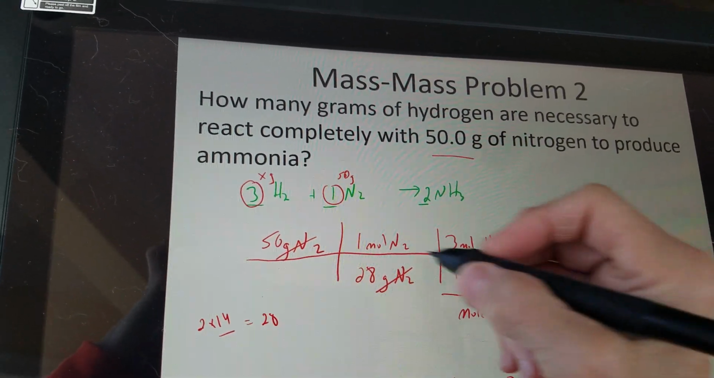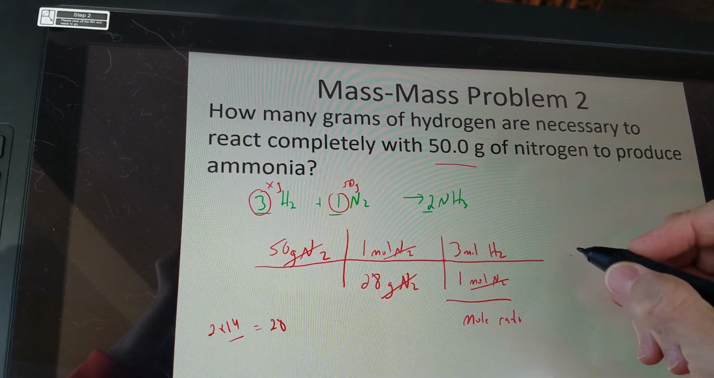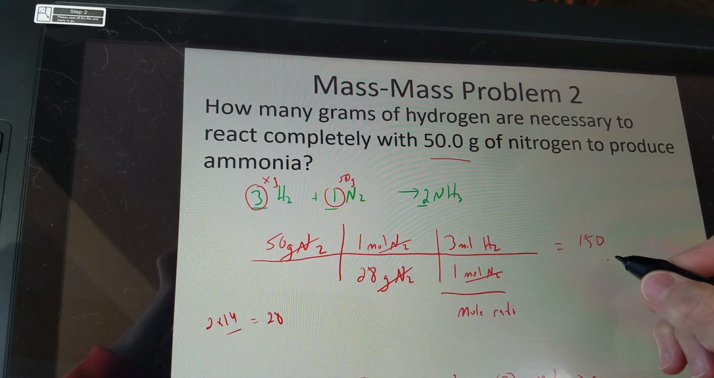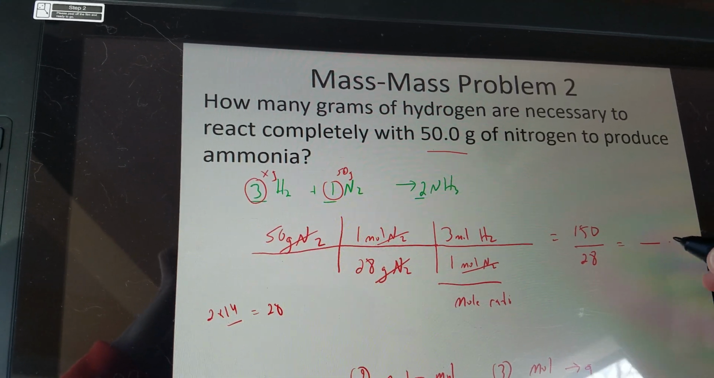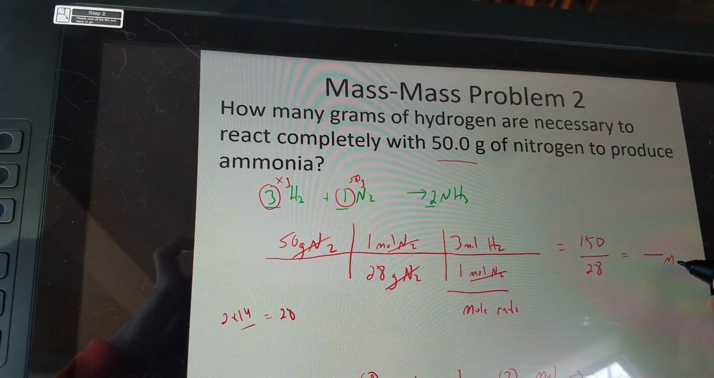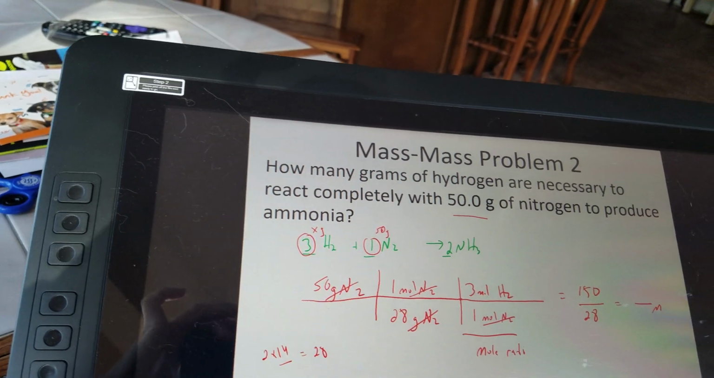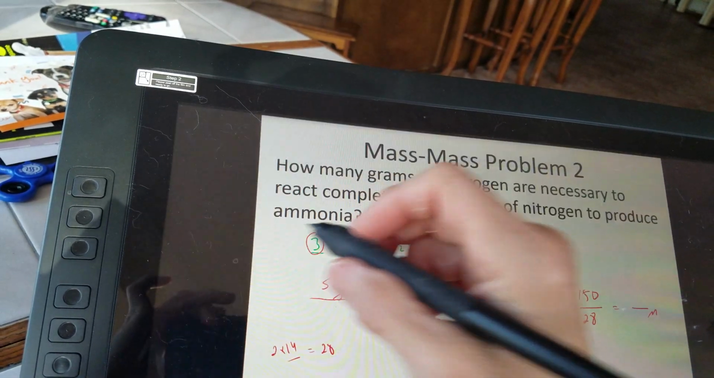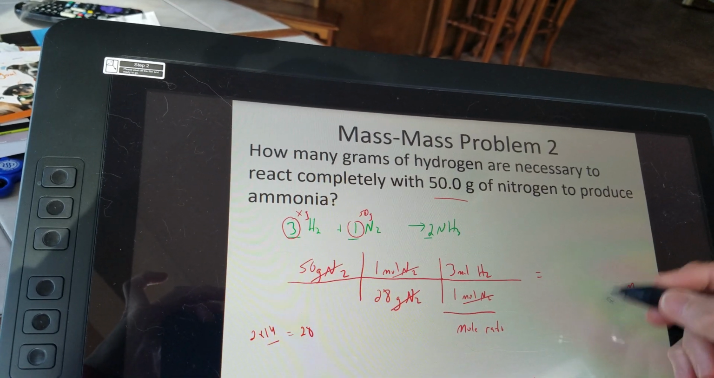So the moles of nitrogen will cancel. So the rest is just going to be doing the math. So I'd have, and I don't have my calculator right here, so I have 150 on the top, divided by the 28, and whatever that is, that's moles of hydrogen. All right, so I need to do one more step. I forgot my third step. So let me come back and start over on that.